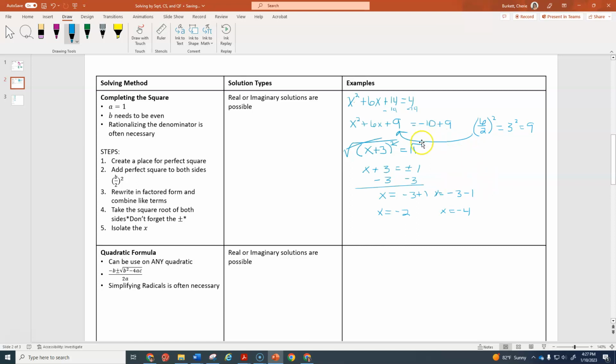Okay. Sometimes you'll end up with a square root in this problem, and I will be sure to do an example in class when you have a square root in the answer. But in this problem, we got a real and a rational answer, negative 2 and negative 4, but imaginary solutions and fraction solutions are possible.